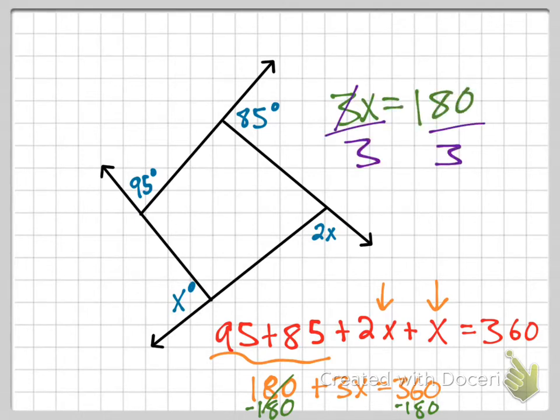And let me slow down. And subtract 180 on the other side. 360 minus 180 is 180. And then I have 3x equals 180. And my last step is to divide both sides by 3. So I get x equals 60.